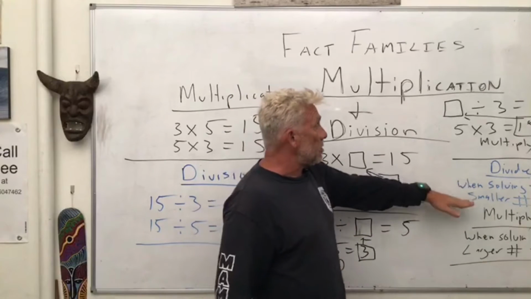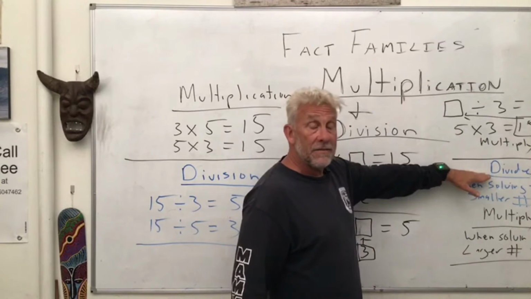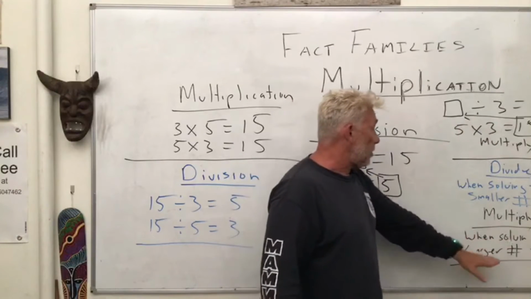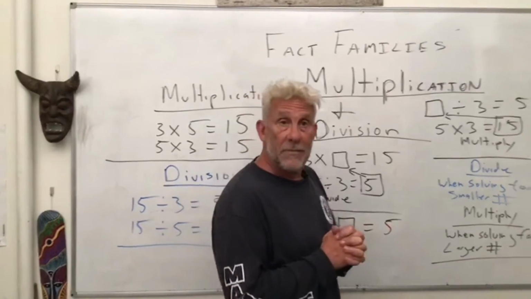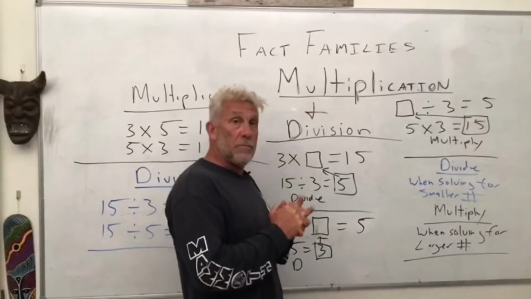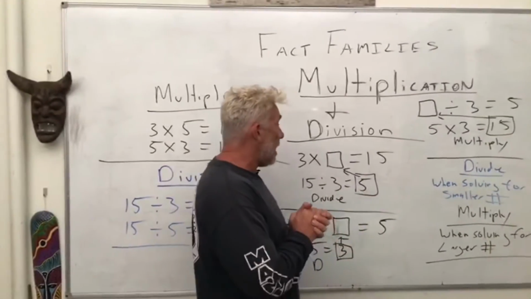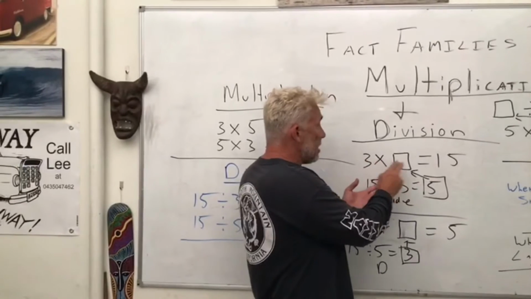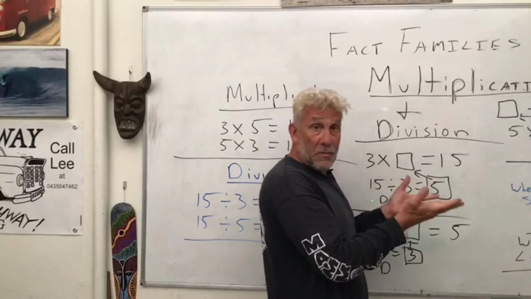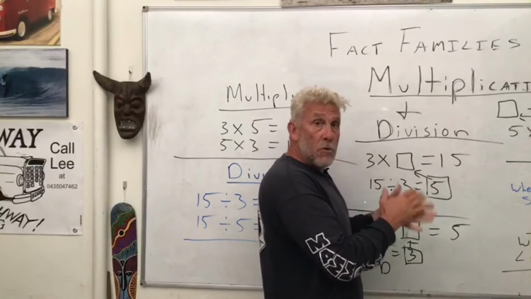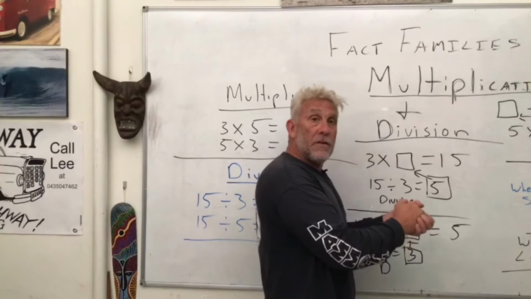When solving for a smaller number, you must divide to find the answer. When solving for a larger number, you must multiply. So your student or your child, I keep saying, should be able to pattern recognize here. And what is pattern recognize? Let's check it out. So here, 3 times what is 15? Well, we know the two numbers that multiply have to be the smaller numbers. So if you're missing one of them, you have to do a division problem to solve for the missing number.